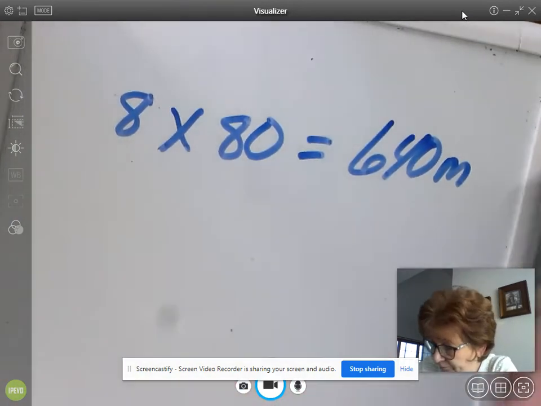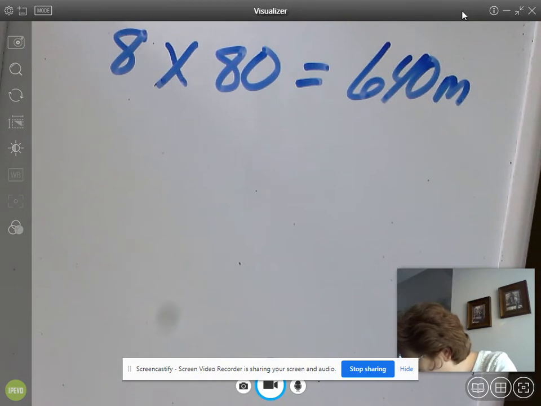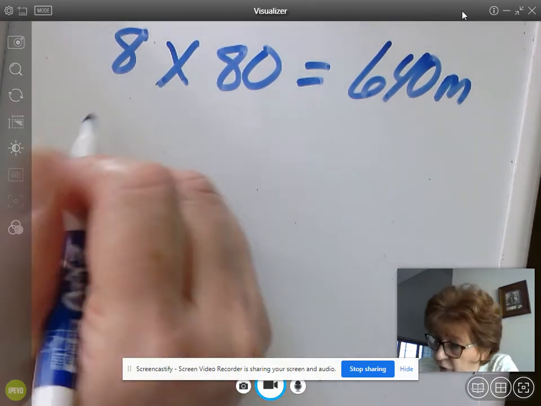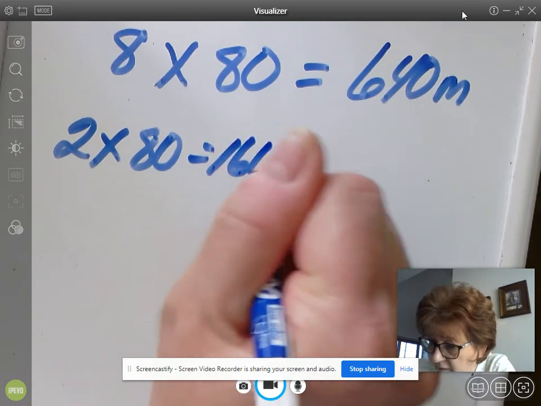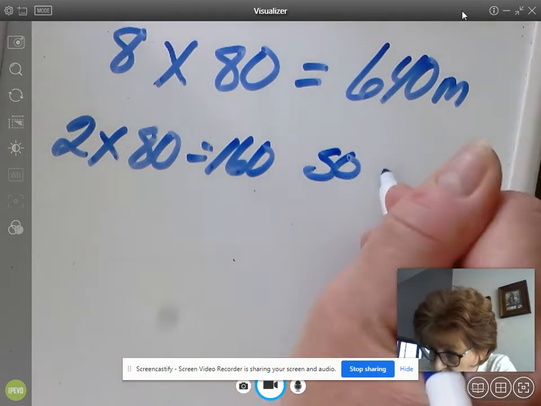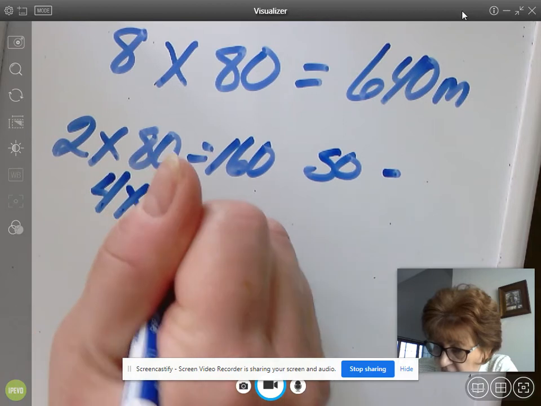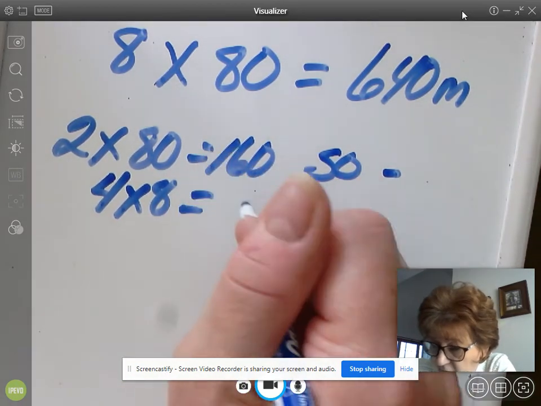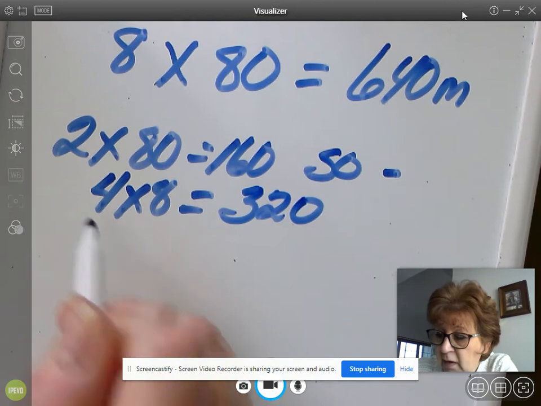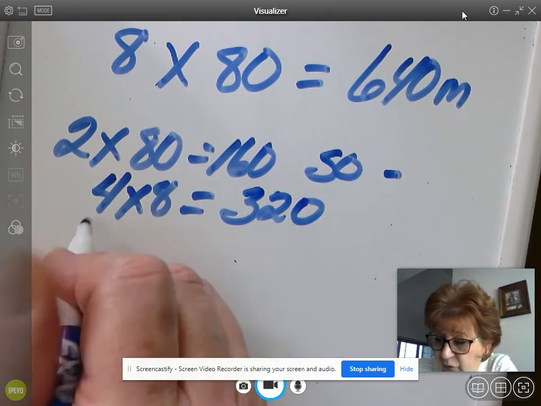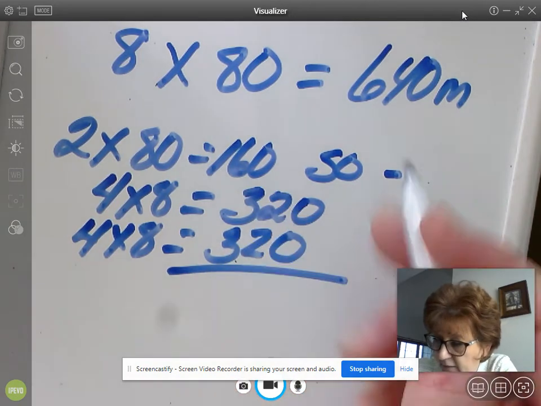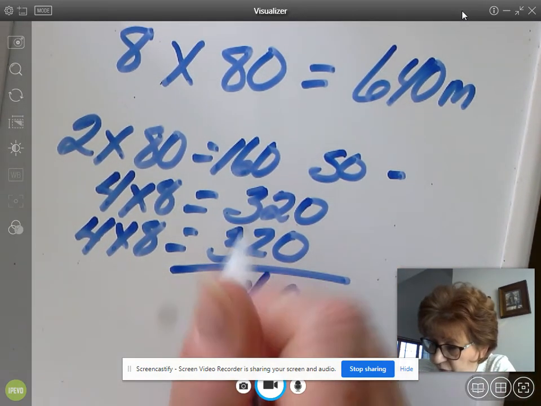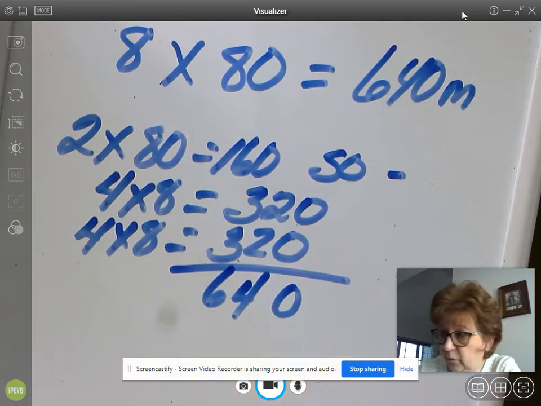Okay, I could use doubling. I could do 2 times 80 equals 160. So 4 times 80 equals 160 and 160, which is 320. That's 4 of my 8, so I need to do another group. So that's why we get the doubling twice. So we get 2 plus 2 is 4, 3 plus 3 is 6, 640 meters again.